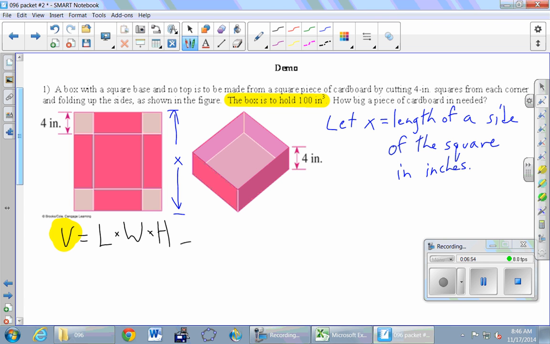Okay, so let's start filling in. I think Sam wants to start replacing these letters with stuff that we know. So yeah, what is the height of the box? It's supposed to be 4 inches. So great, that last guy over here is a 4. That one's the easy one.